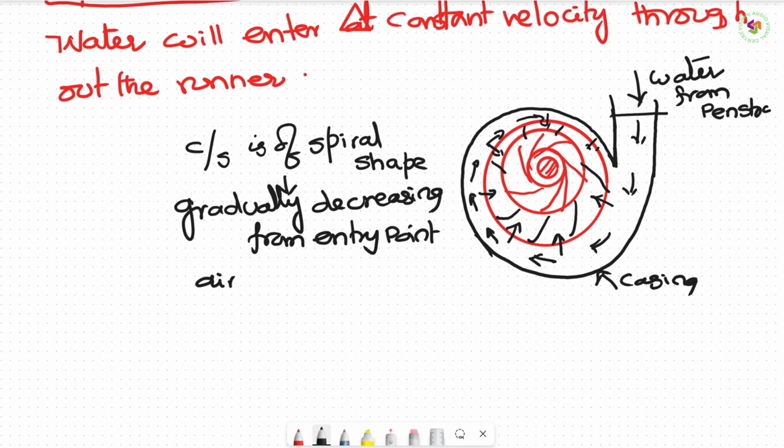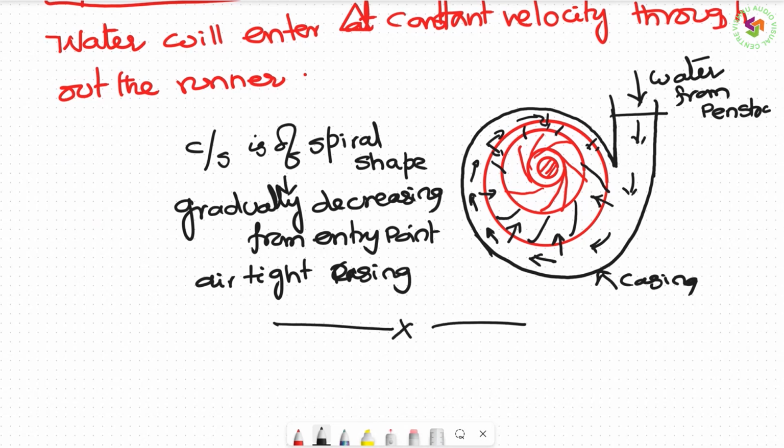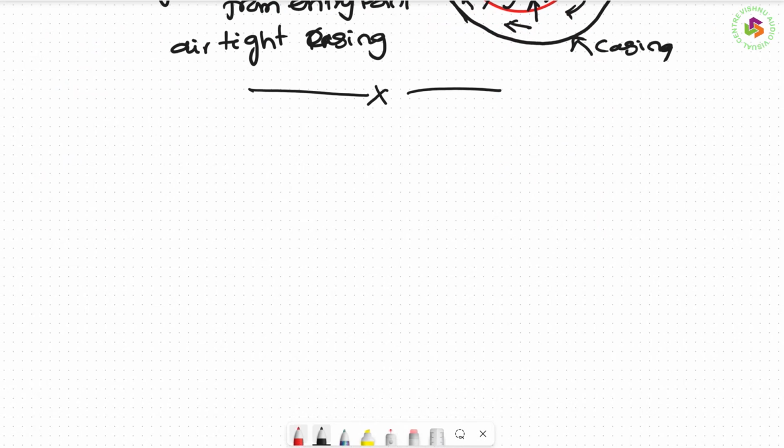And third point is it is airtight casing because pressure changes occur inside the casing. So that is why as the water enters with very high pressure, it has to be airtight casing. So this is the first component. Let us go to the second component. The second component is the guide mechanism.